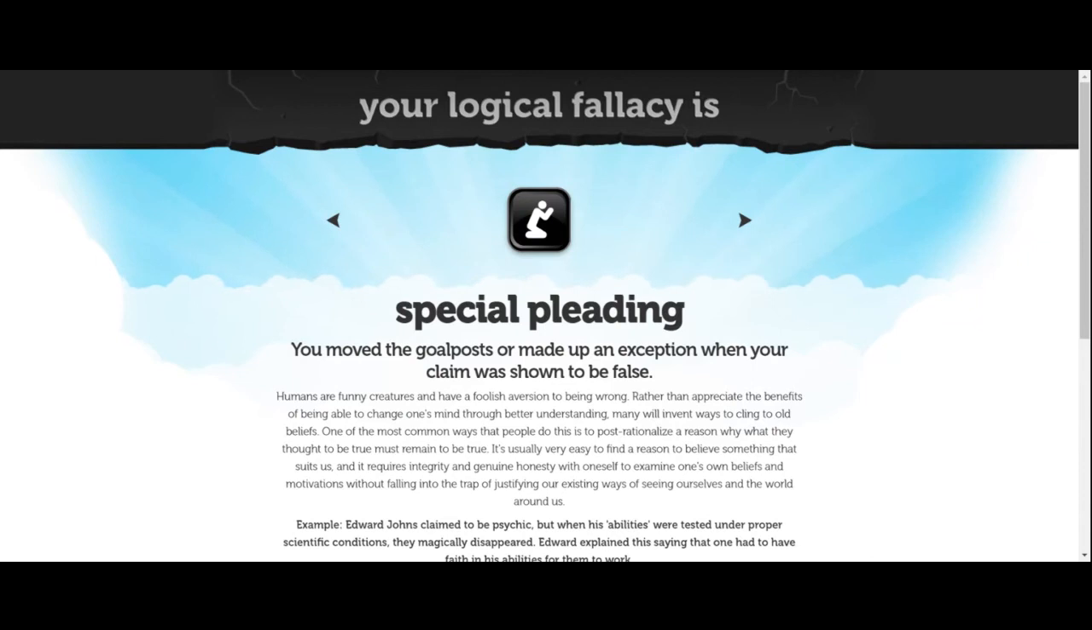Okay. Humans are funny creatures and have a foolish aversion to being wrong. Rather than appreciate the benefits of being able to learn through better understanding, many will invent ways to cling to old beliefs. One of the most common ways that people do this is to post-rationalize a reason why what they thought to be true must remain to be true. It's usually very easy to find a reason to believe something that suits us, and it requires integrity and genuine honesty with oneself to examine one's own belief and motivations without falling into the trap of justifying our existing ways of seeing ourselves and the world around us.